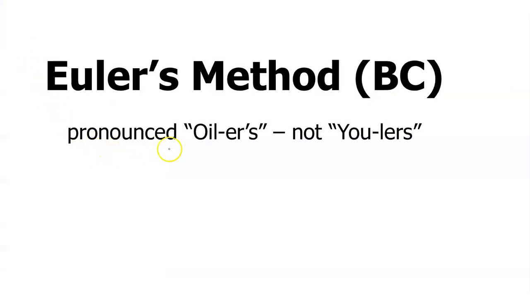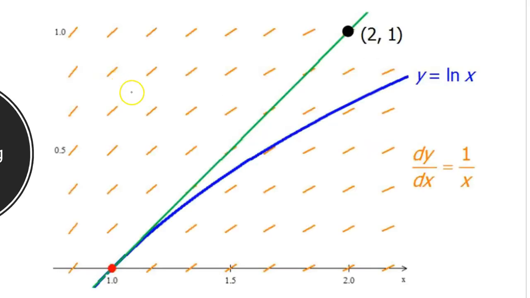We can get a better approximation using a process called Euler's method. Notice that this is pronounced Euler's method, not Euler's method. Here's an illustration of the tangent line approximation we just did. Notice it gives us an estimate which is here, when the true value is here.